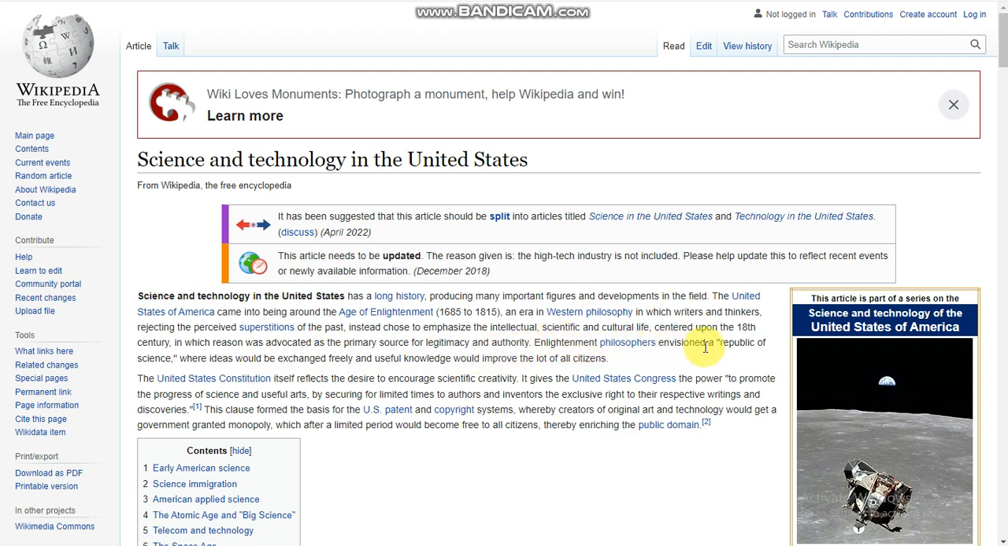Enlightenment philosophers envisioned a republic of science, where ideas would be exchanged freely and useful knowledge would improve the lot of all citizens. The United States Constitution itself reflects the desire to encourage scientific creativity. It gives the United States Congress the power to promote the progress of science and useful arts by securing for limited times to authors and inventors the exclusive right to their respective writings and discoveries.